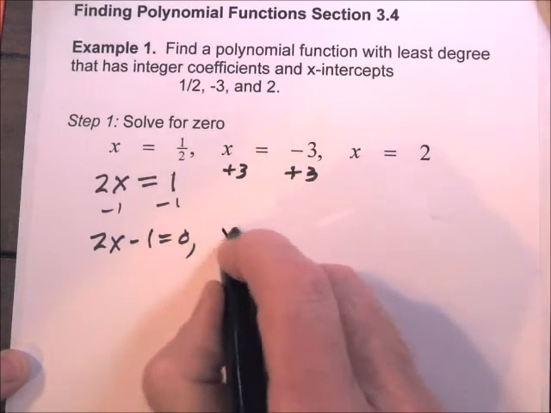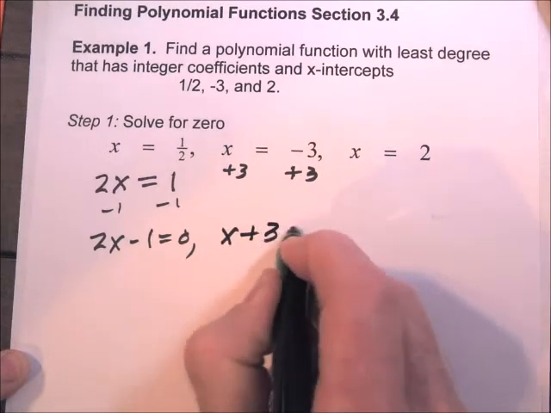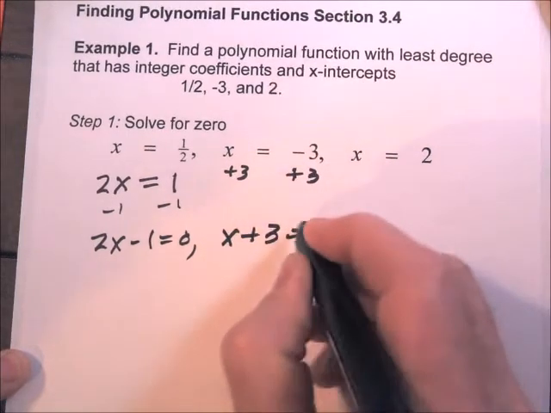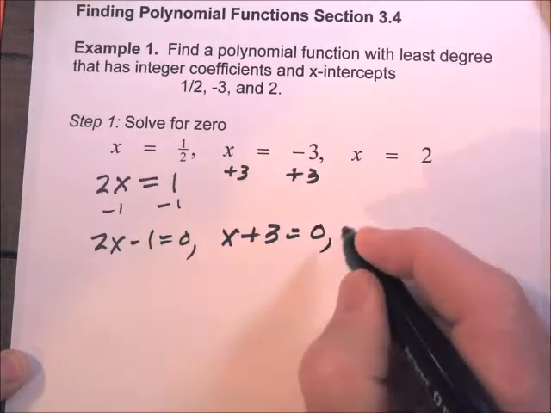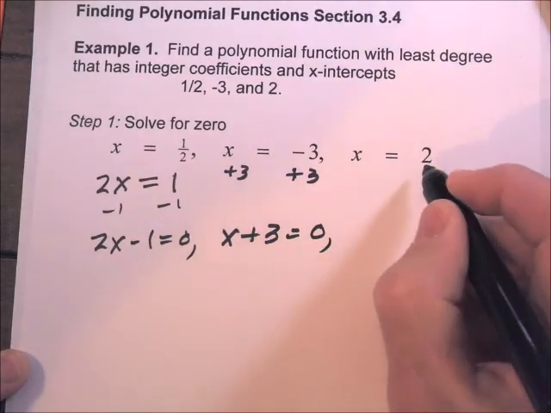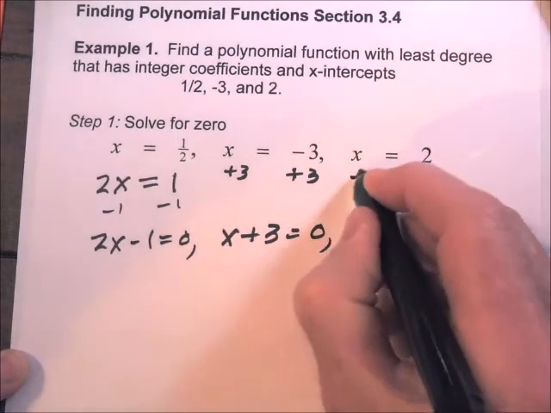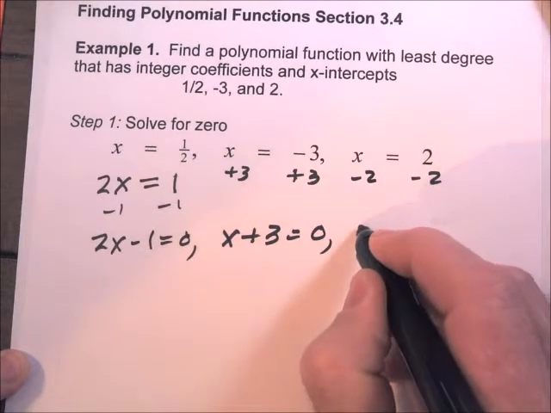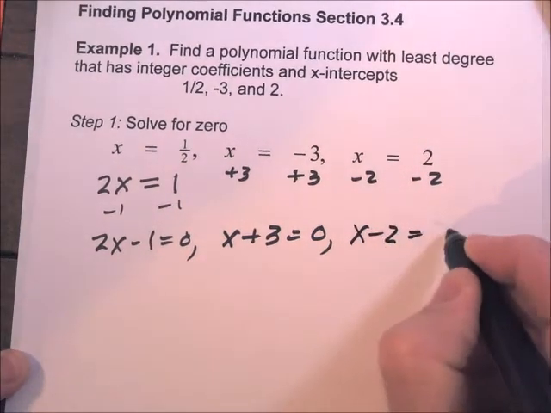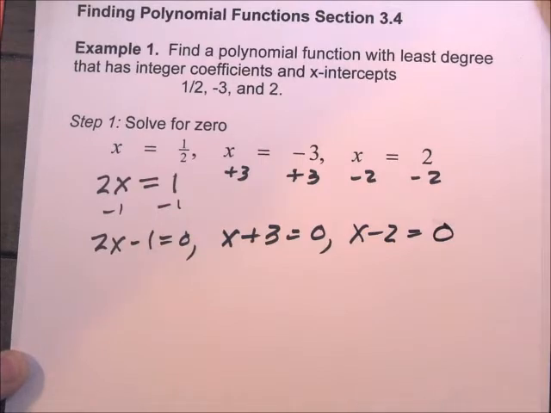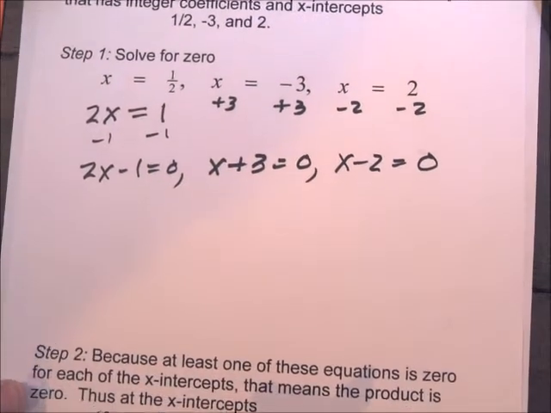The second equation, if we add 3 to both sides of the equal sign, we'll get a 0 on the right side, and that'll give us x plus 3 equals 0. Minus 3 plus 3 is 0. The third equation, subtract 2 from both sides of the equal sign, and we'll get x minus 2 is equal to 0. Okay, so those are 3 equations.